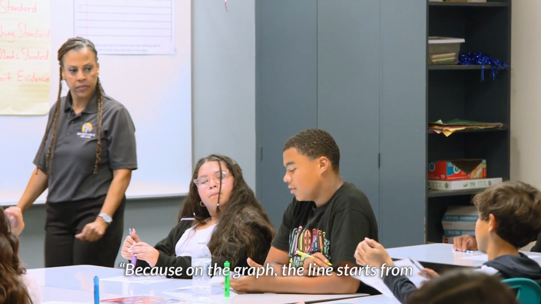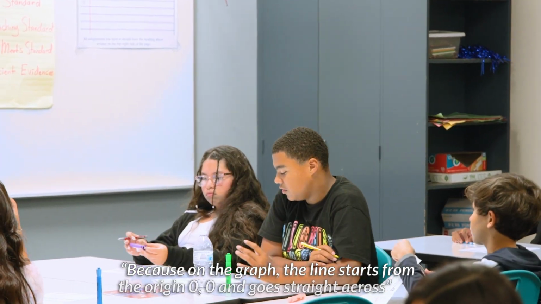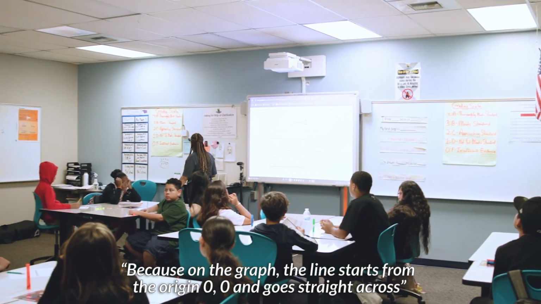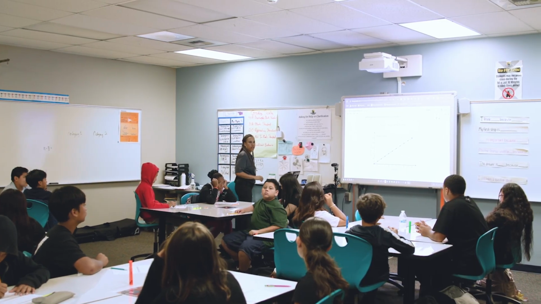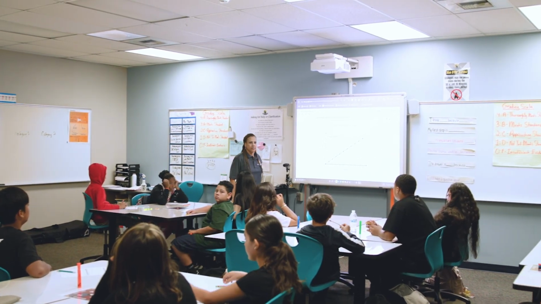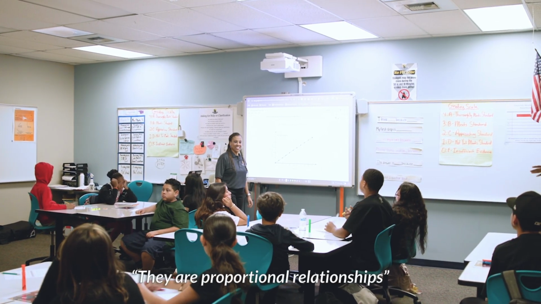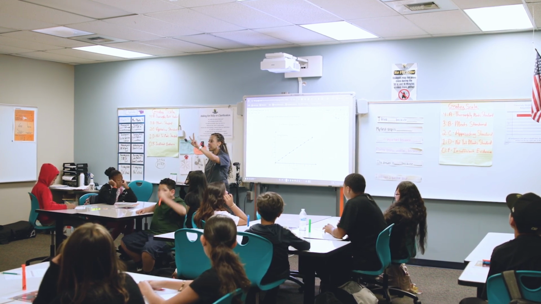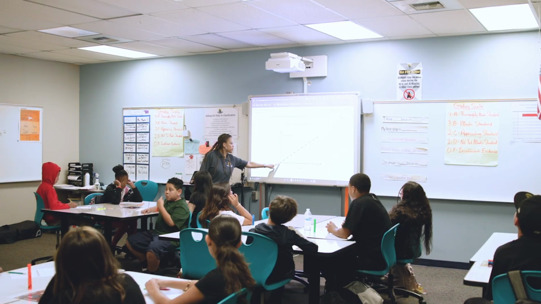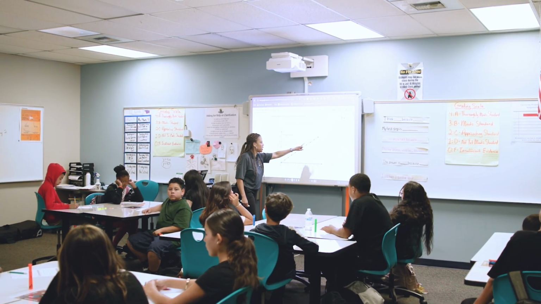Because on the graph, the line starts from the origin 0, 0 and goes straight across. And what do we know about lines that start at 0, 0 and go straight? What do we know about them? They're proportional relationship. Right. There's a proportional relationship because remember the two things have to happen. Got to start at the origin and it's got to be a straight line.